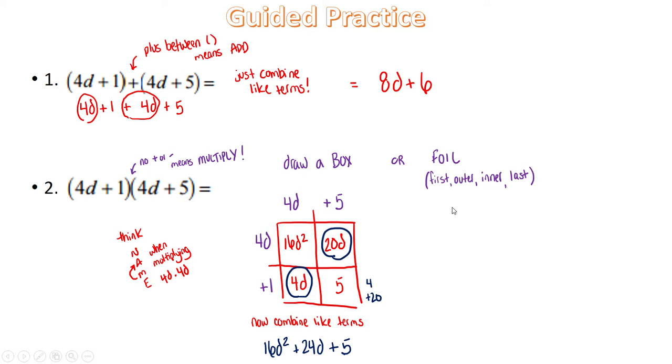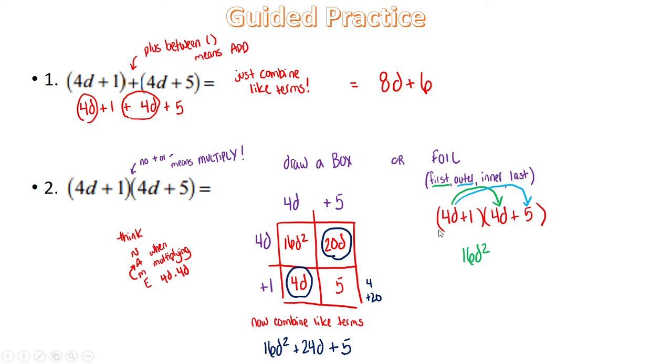Now, you may have heard the term FOIL before. FOIL is said first, outer, inner, last. I'm going to show this with different colors. So if I do 4D plus 1 times 4D plus 5, the first thing I'm going to multiply is the 4D times 4D. So the green signals the first thing that you do to get 16D squared.